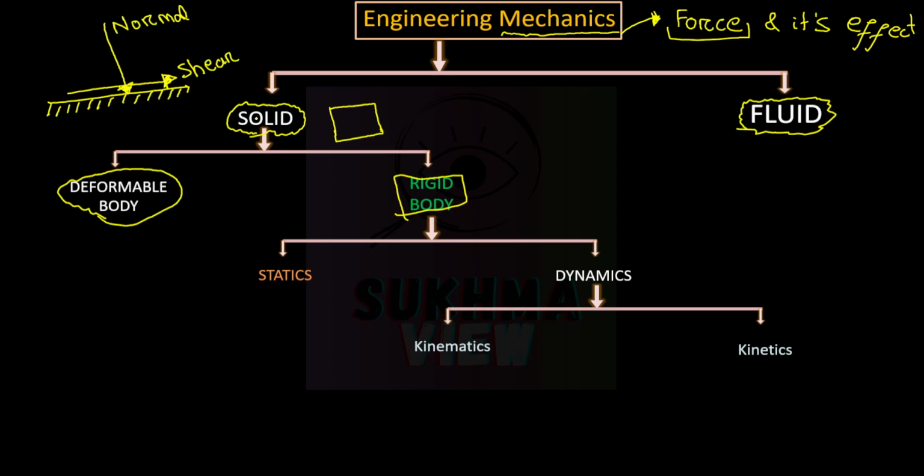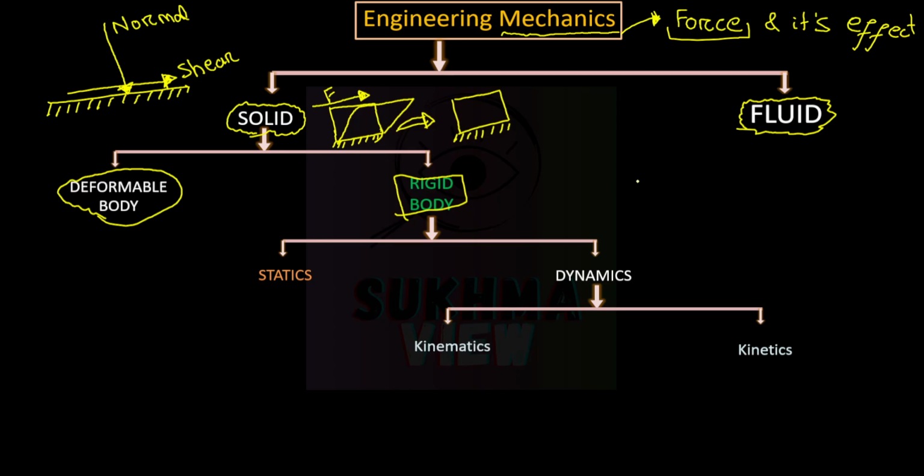Now, the classification of solid and fluid. If you are applying shear force to an object, that means along the surface, the object is going to deform. This is the object initially, and it will deform like this. What will happen after the removal of this force? The object will try to regain its shape, whatever the shape was initially.